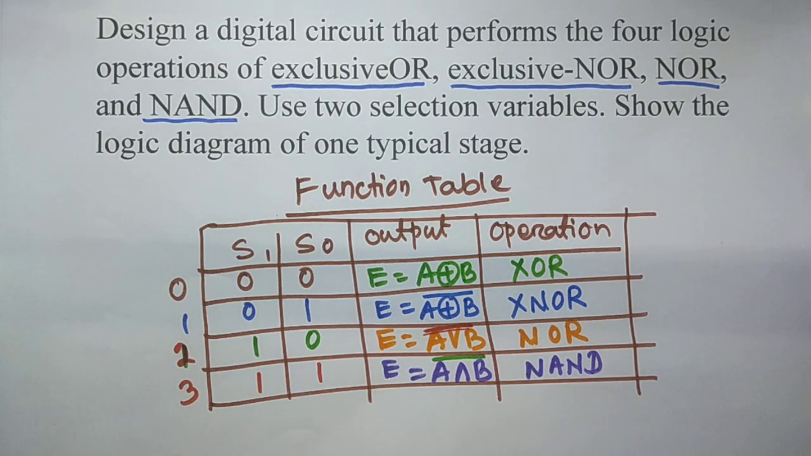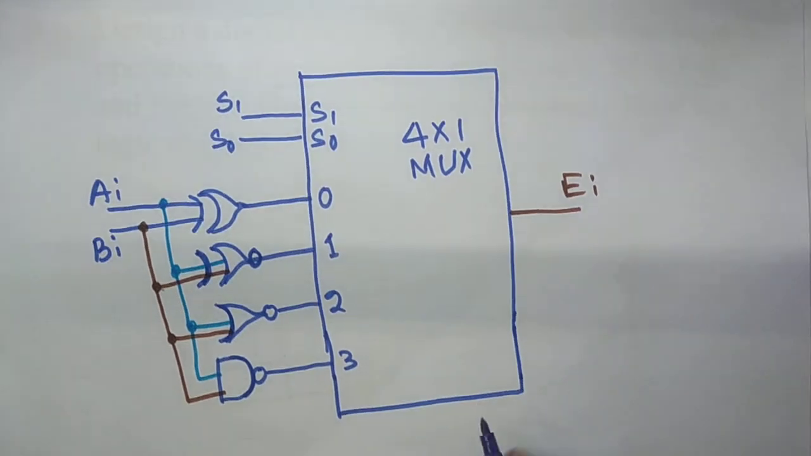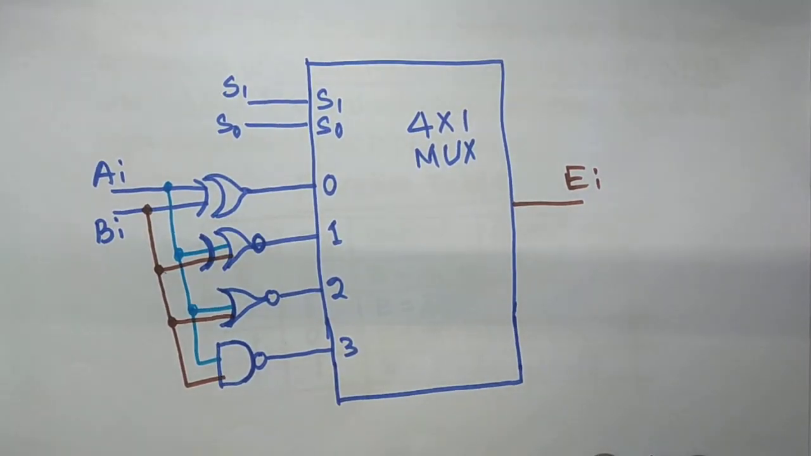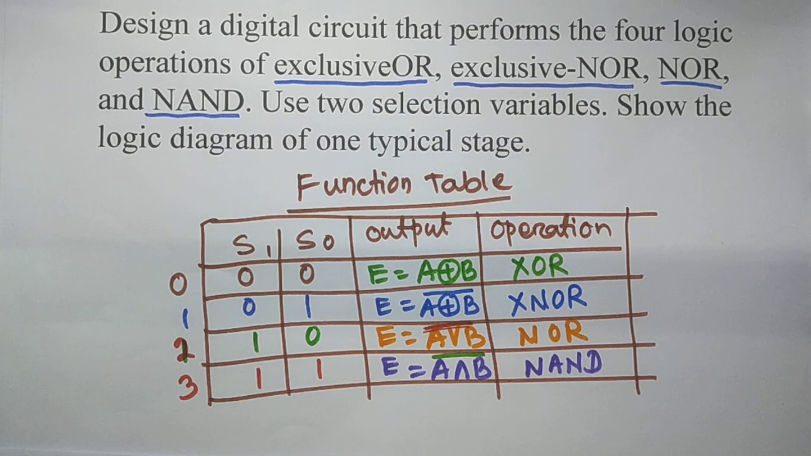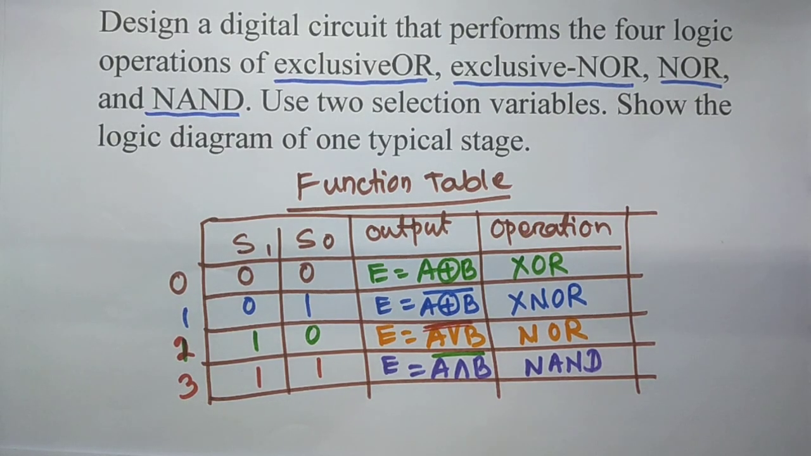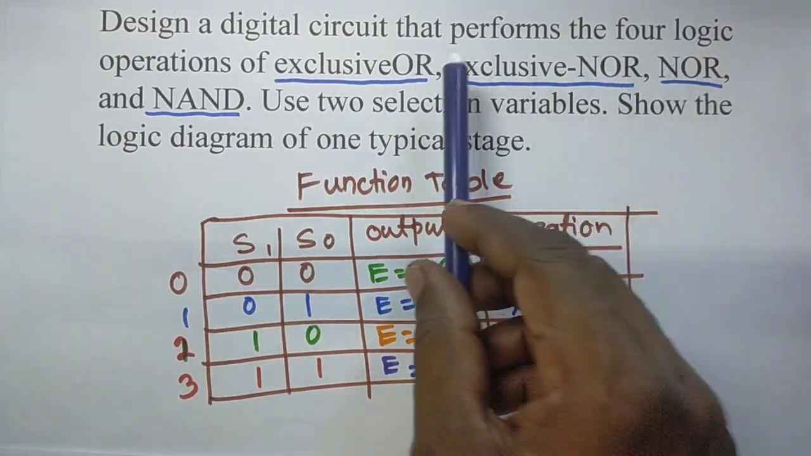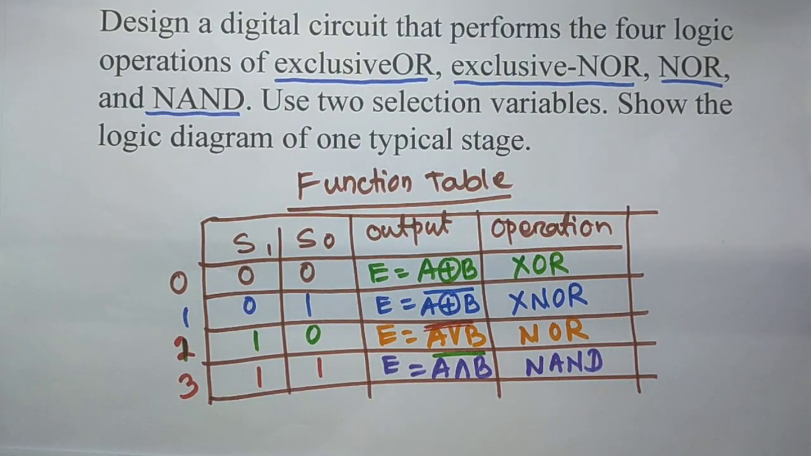In this way, we define the function table of this typical stage of the circuit diagram. This is one typical stage of a circuit diagram and its corresponding function table. Okay, it is a very simple way. So two, three different ways we can define in a single stage how it will be defined. It will depend on which category of logic gates we consider. Based on that, the output we can also find out.